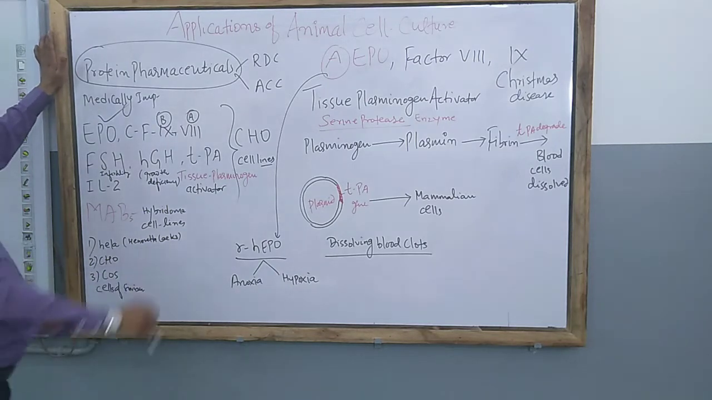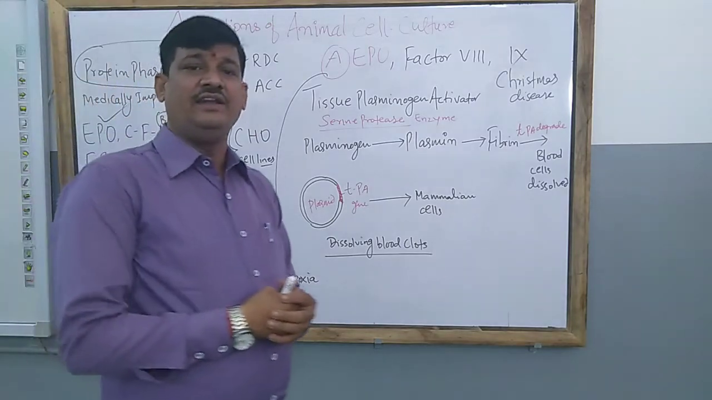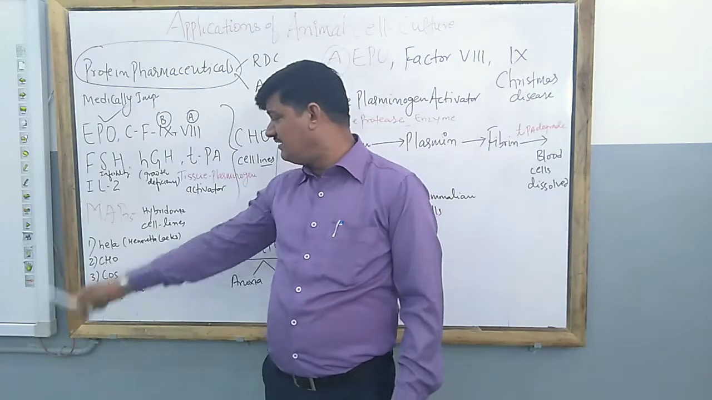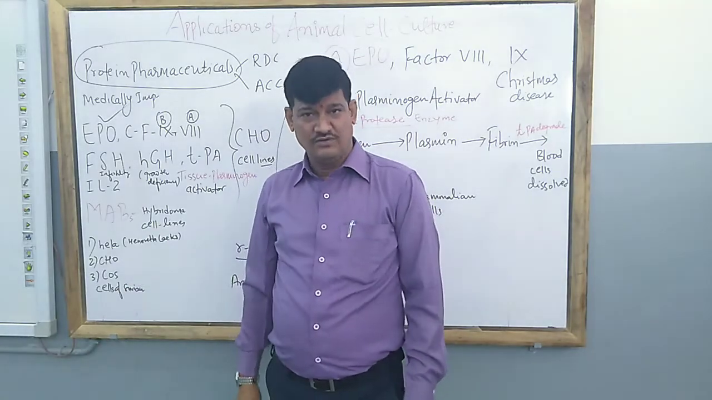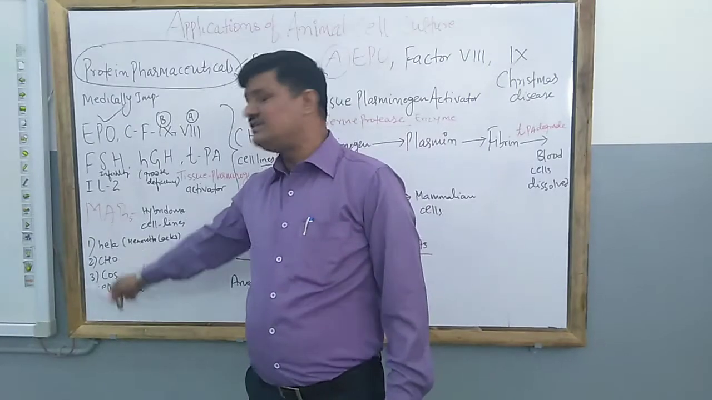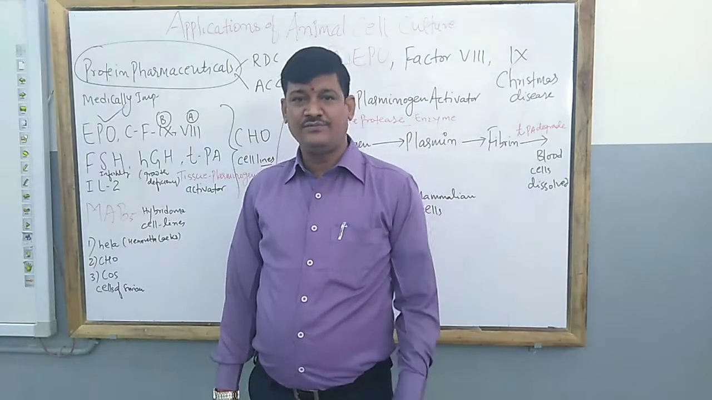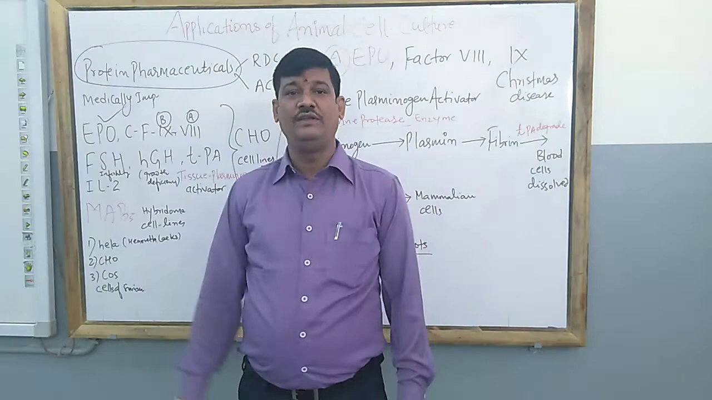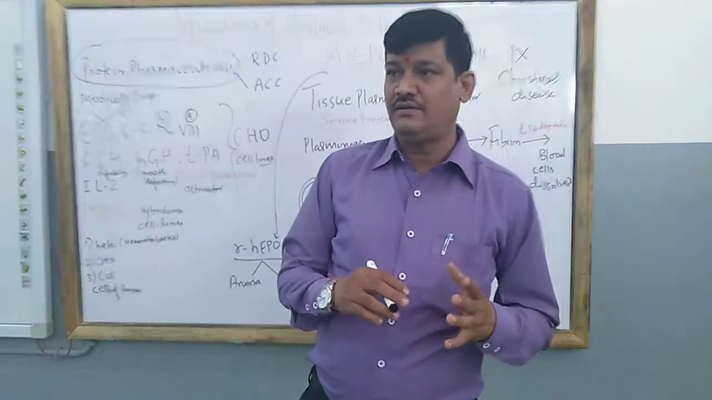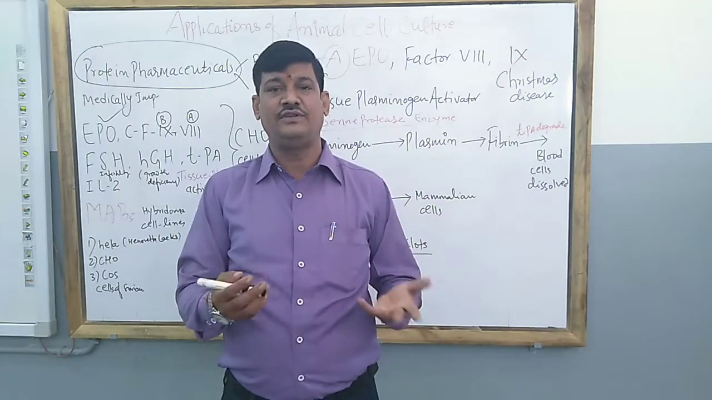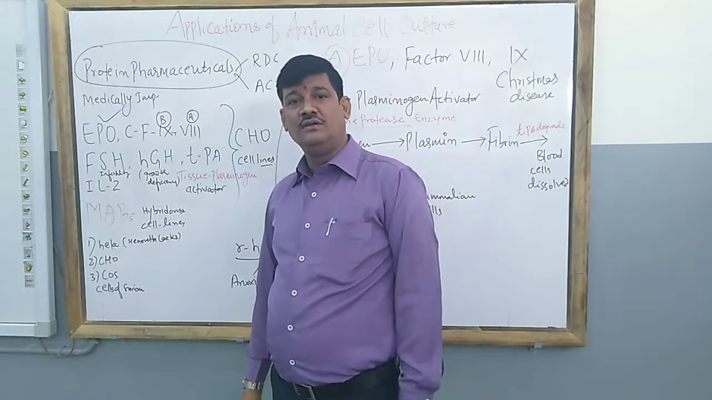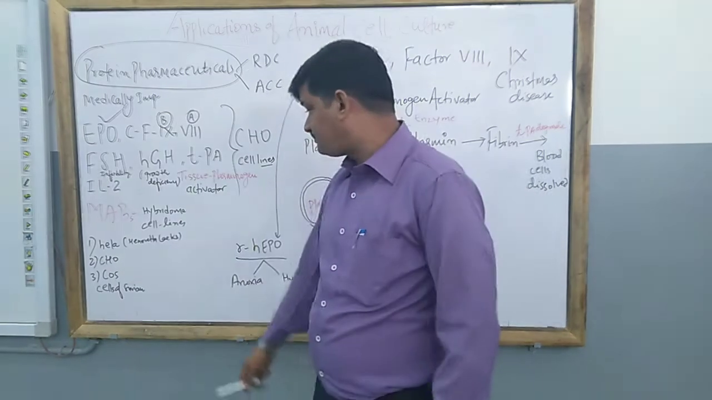Number one is HeLa. HeLa stands for Henrietta Lacks. Then CHO cell lines. C stands for Chinese, H stands for hamster, and O stands for ovaries: Chinese hamster ovaries. Now again you may have some confusion: what is the hamster here? It is a kind of rodent. It belongs to the class Mammalia.